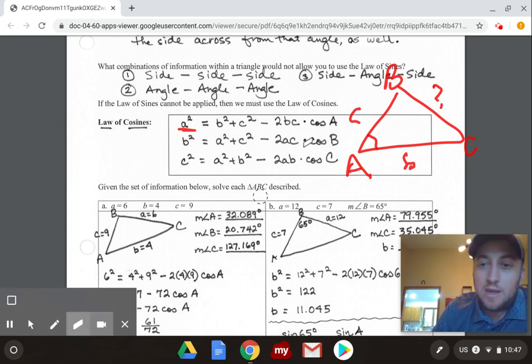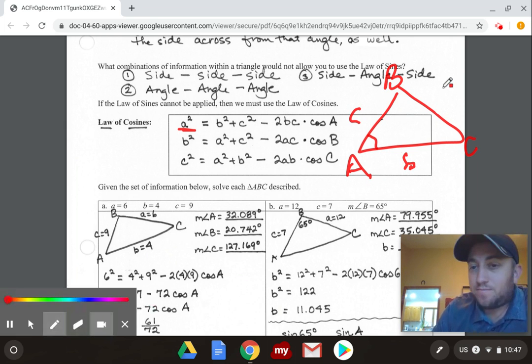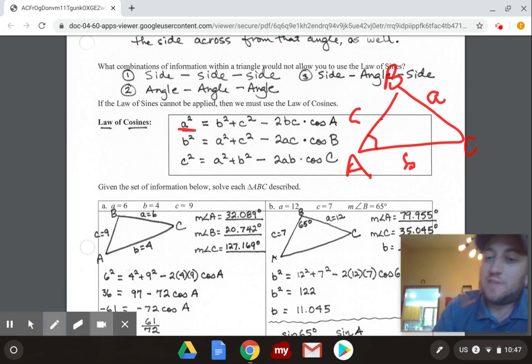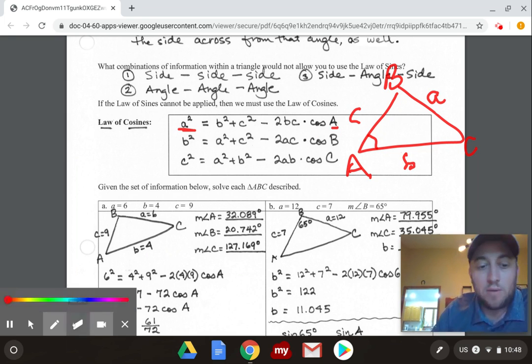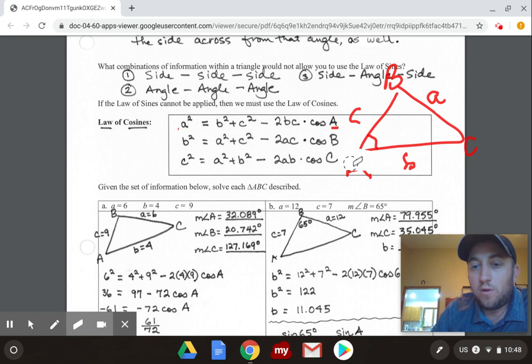Or maybe I know all three sides. If I know all three sides already of our triangle, then I could use really any one of those formulas to find out one of your angles. Say you want to use the first one, a squared is equal to b squared plus c squared minus 2bc times cosine of A. You could plug in all of those side lengths and solve for angle A. And if you did that, then you would know the angle and the side across from it, and you'd be able to go from there to find out all of your other missing sides.